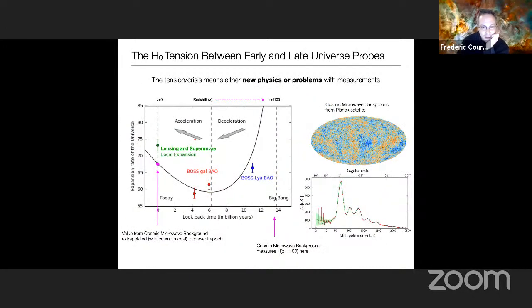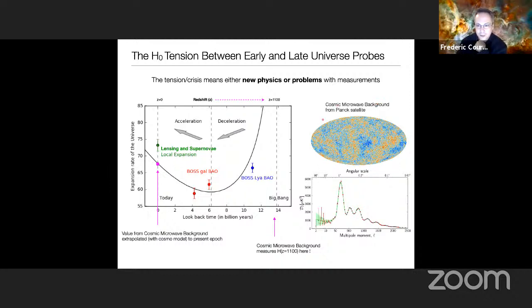Time delays and lensed quasars. So why is this important at all? You may have heard about the H-naught tension between the early and late universe. So the difference in H-naught values you find when you measure H-naught from Planck, for example, from the cosmic microwave background, or when you measure H-naught from local probes like supernovae or like lensing. So lensing is a local probe in the late universe.